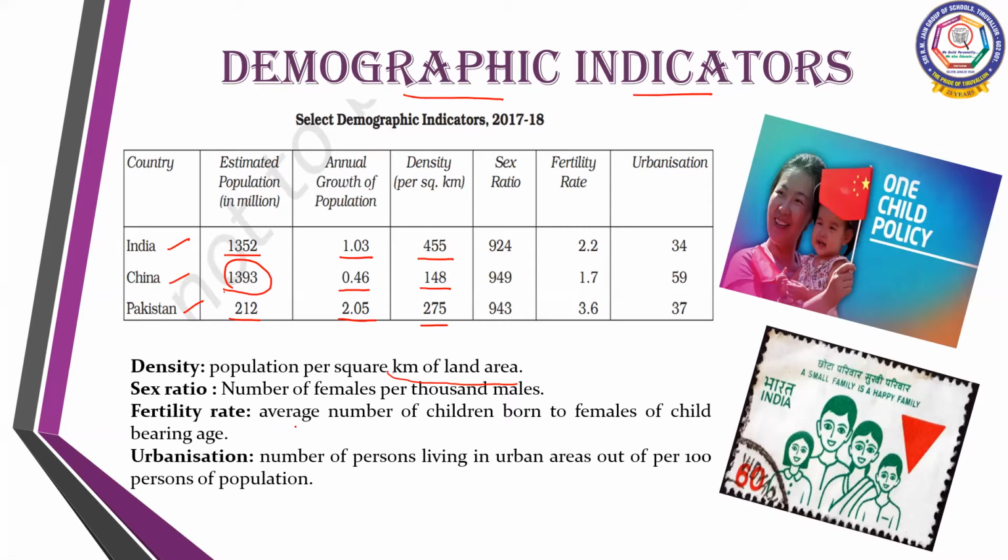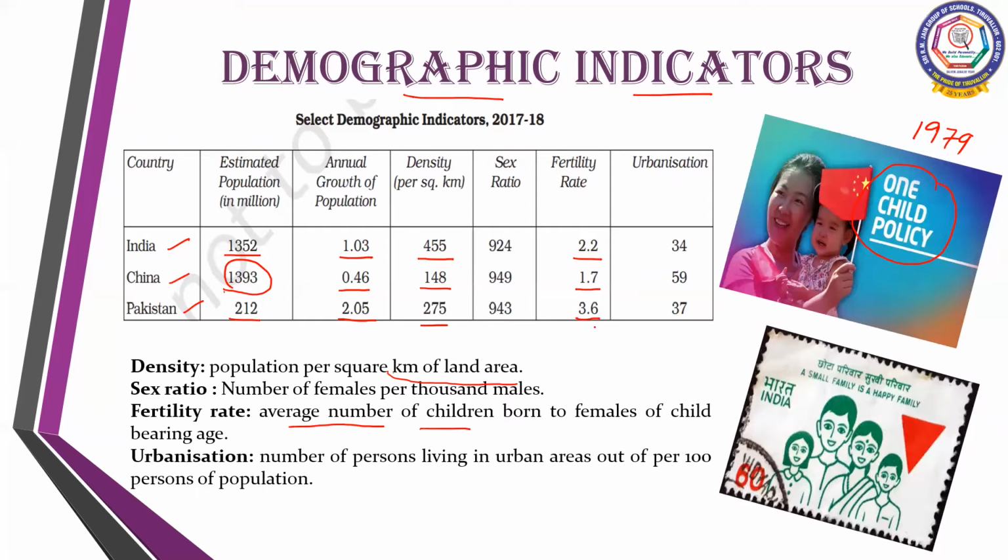The fertility rate is the average number of children born to females of childbearing age. The fertility rate is also the lowest in China. It is only 1.7, whereas in Pakistan it is 3.6 and India's is 2.2. China has the lowest fertility rate because China introduced the one-child policy in 1979. This limited the population growth in China. It reduced the growth rate of population to nearly half.